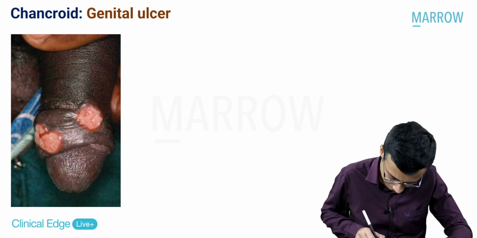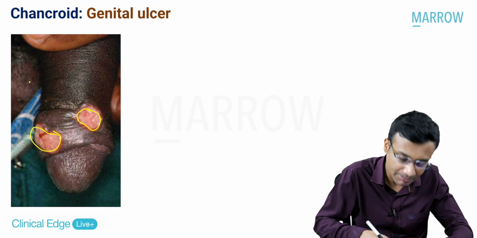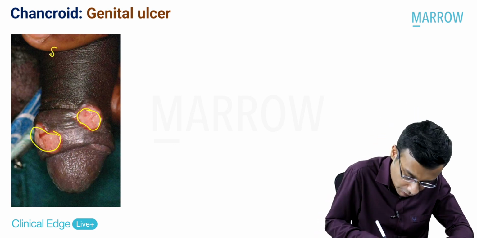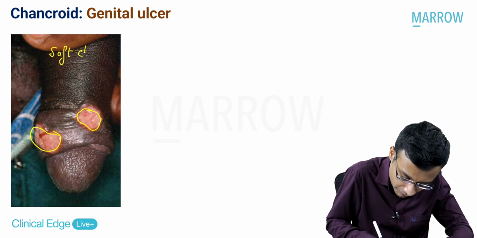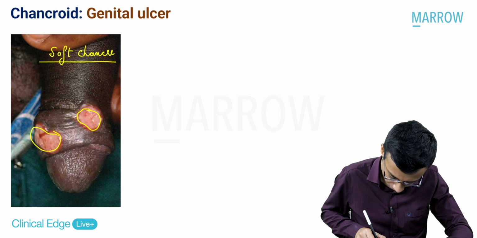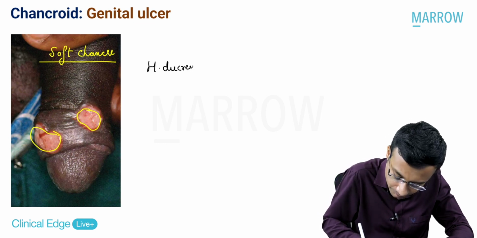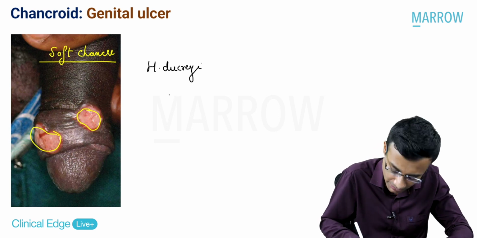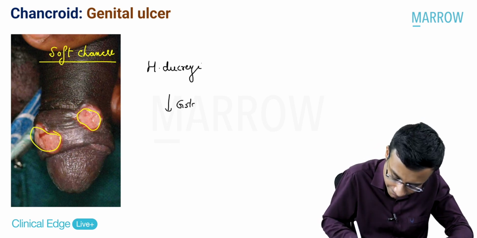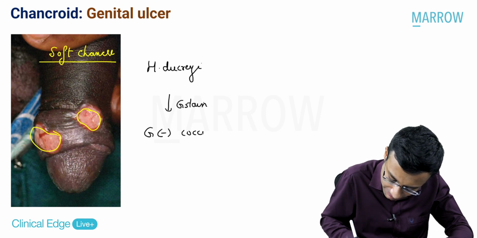Here in the picture, you can see these multiple tender ulcers. Please remember, this is also referred to as soft sore or soft chancre. Hard chancre is seen in primary syphilis. Soft chancre is seen in chancroid, which is produced by Haemophilus ducreyi. And we know what investigation we want to do. We want to do a gram stain, looking for gram-negative cocobacilli.